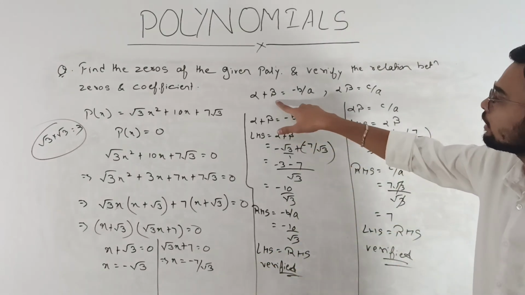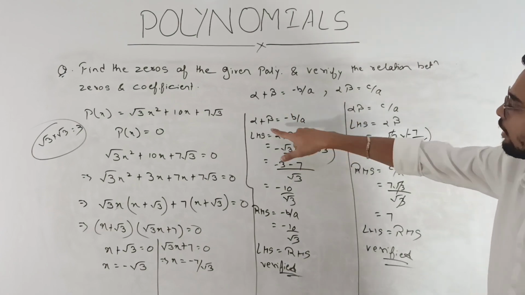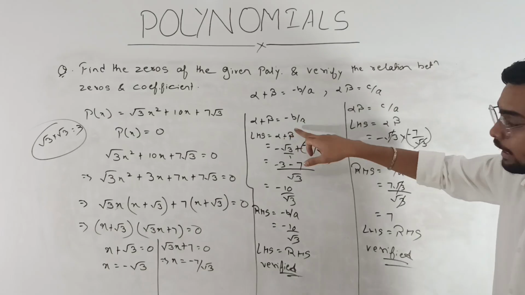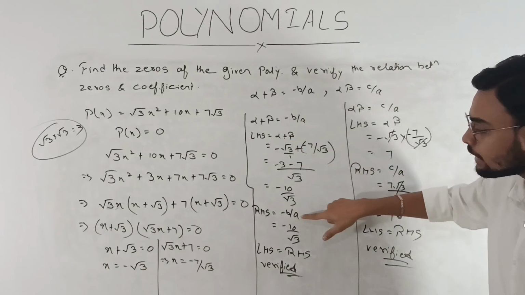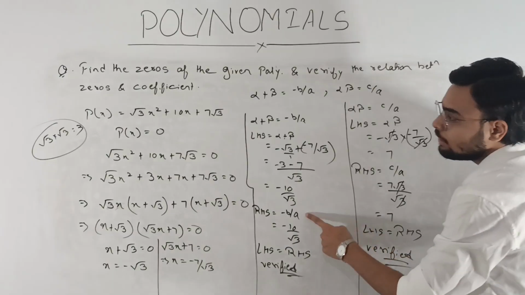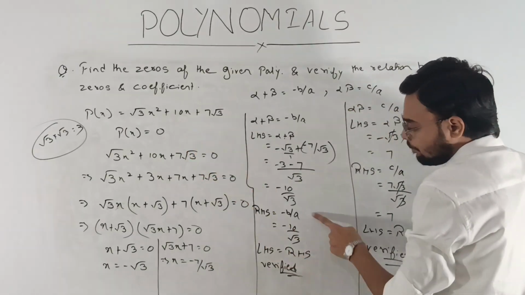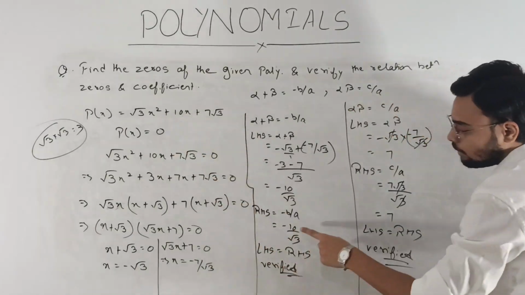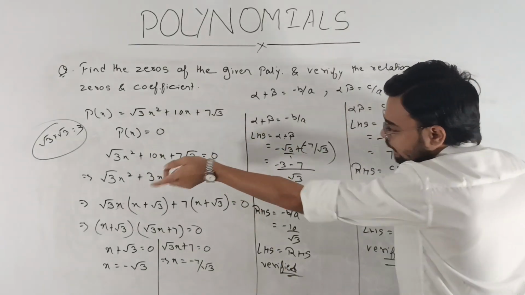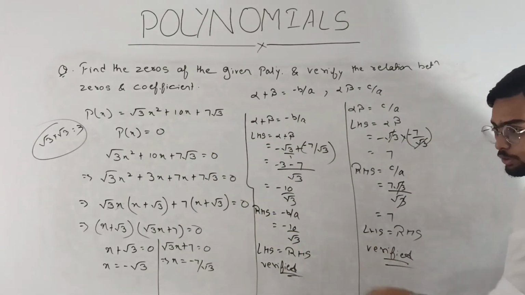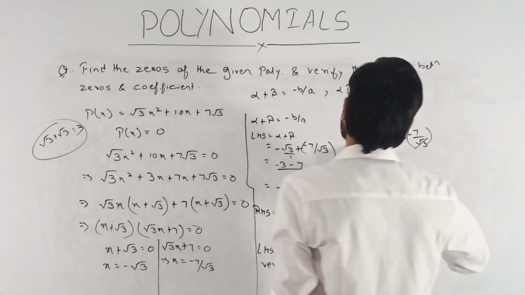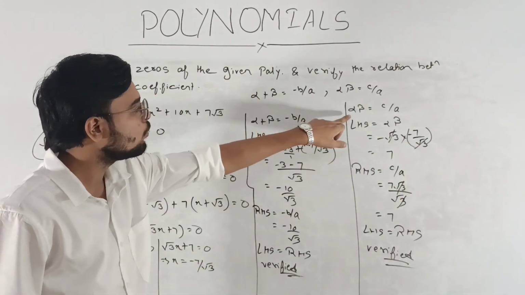First relation is sum of roots is equal to minus b upon a. LHS, alpha plus beta. I put the values of alpha and beta. Then after calculating, I get minus 10 upon root 3. Then RHS, minus b upon a. Minus b means coefficient of x, a means coefficient of x square. Now put coefficient 10, and coefficient of x square is root 3. With the minus, this is minus 10 upon root 3. LHS is equal to RHS. Therefore, this is verified.